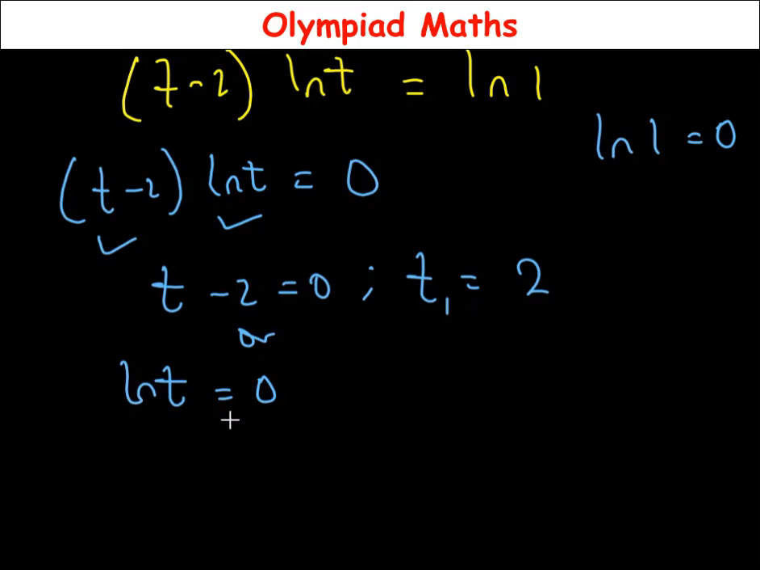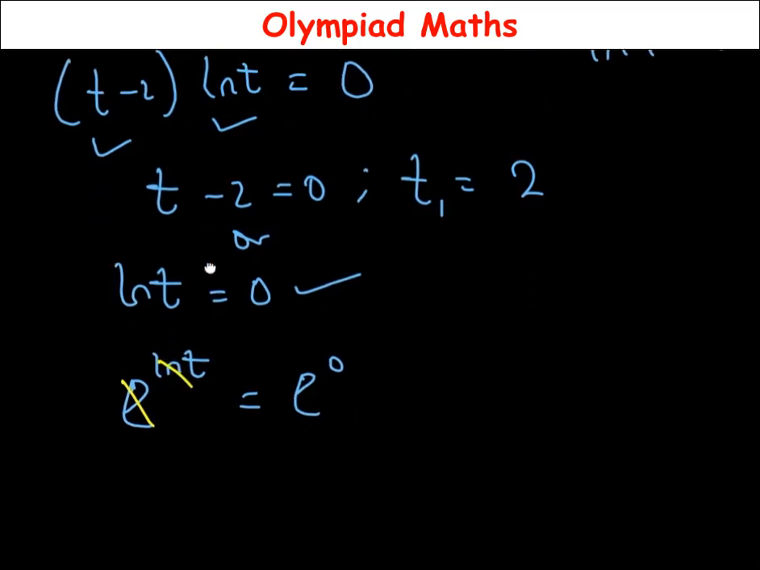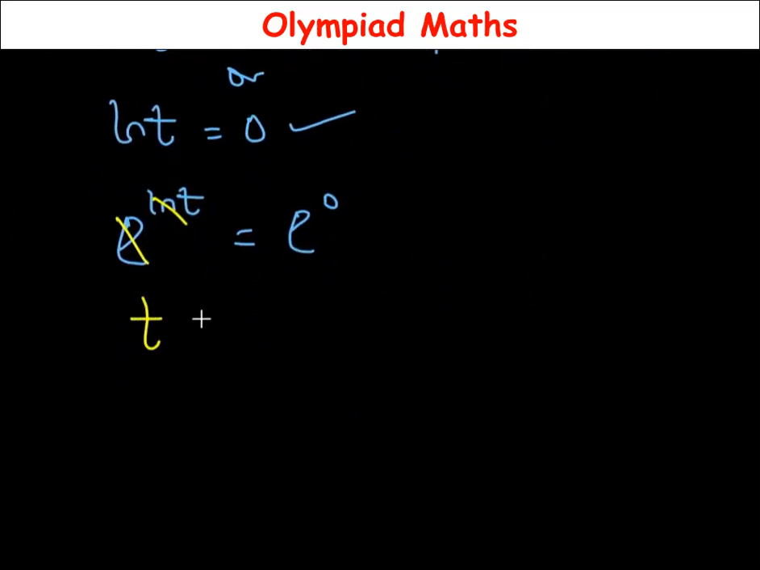But then let's also get the other value of t from the other equation, that ln t is equal to 0. To solve for t, we're going to introduce e to both sides of the equation. So e to the power of ln t is equal to e to the power of 0. And with this, e cancels out ln. What we have is t standing alone. So t is equal to e to the power of 0, which is 1. So the second value of t is equal to 1. The first value of t was 2, and the second value of t is equal to 1.